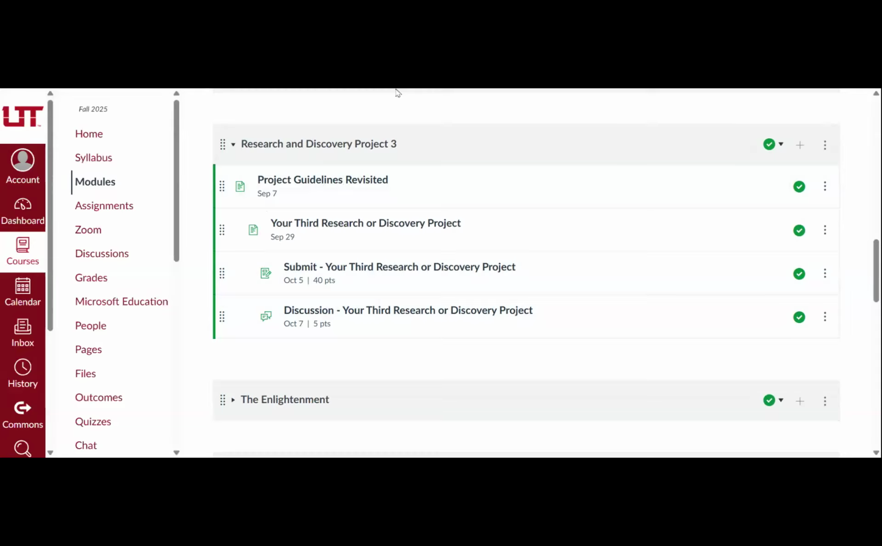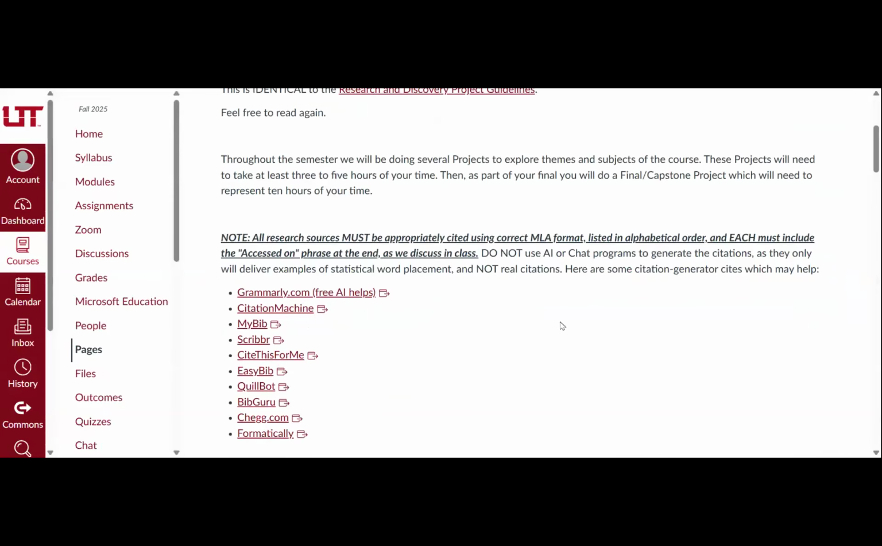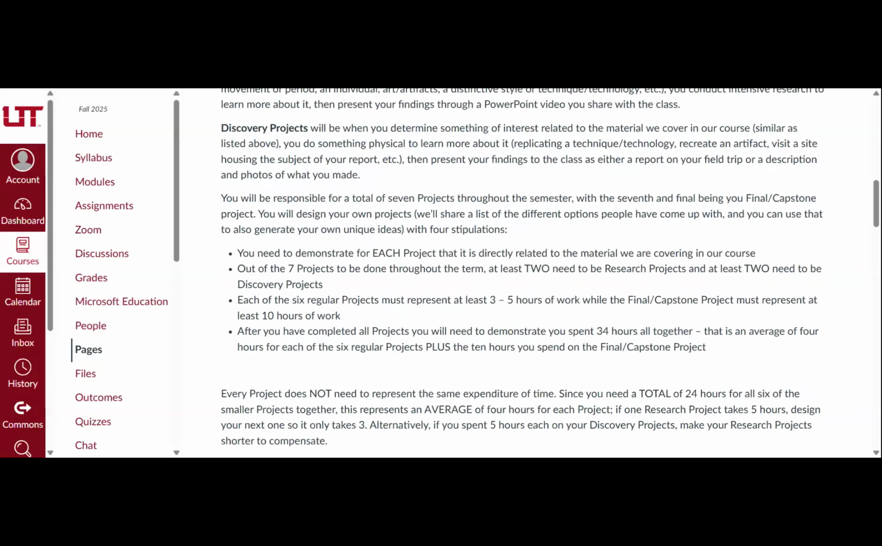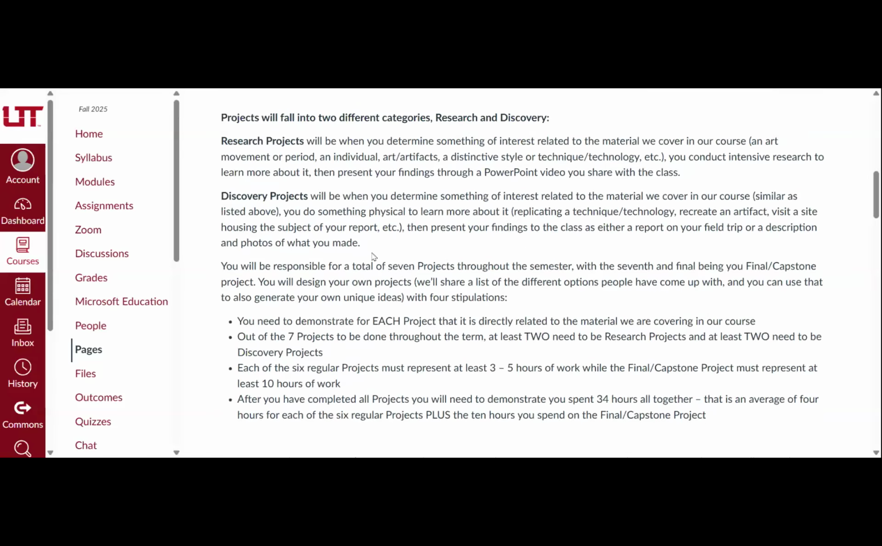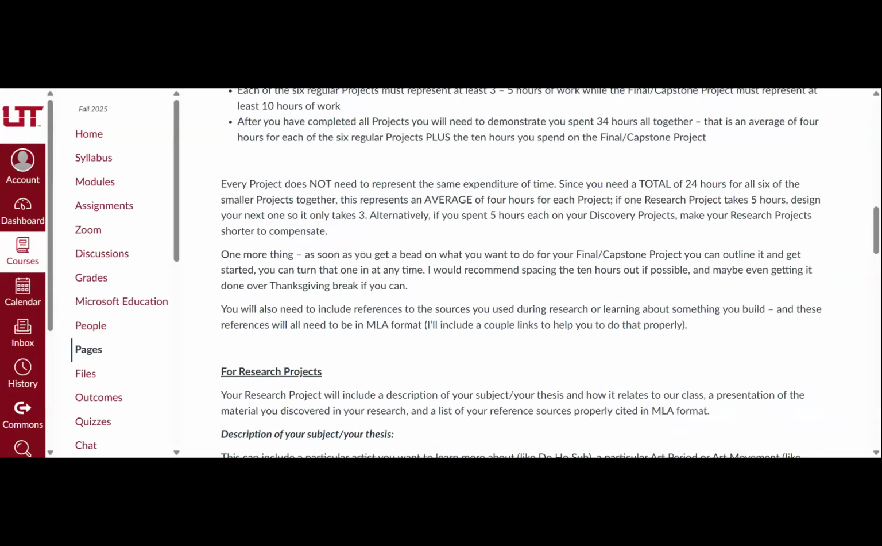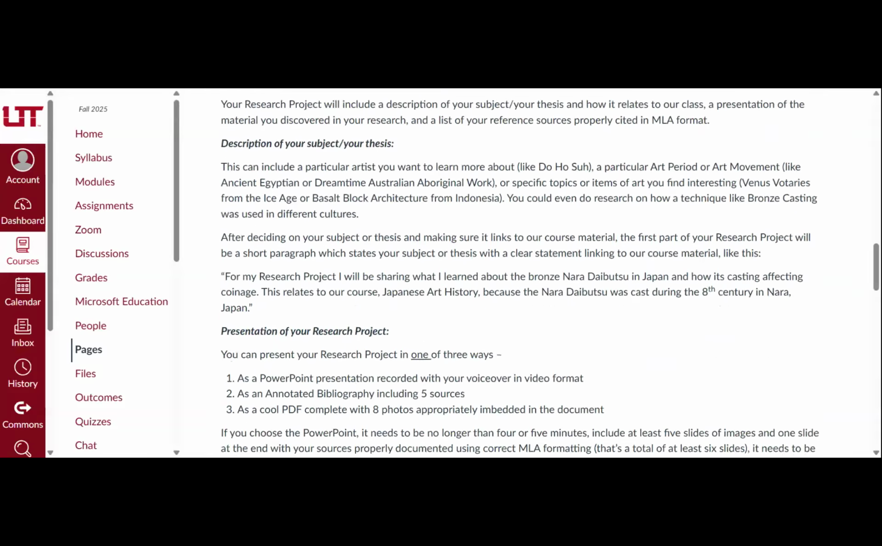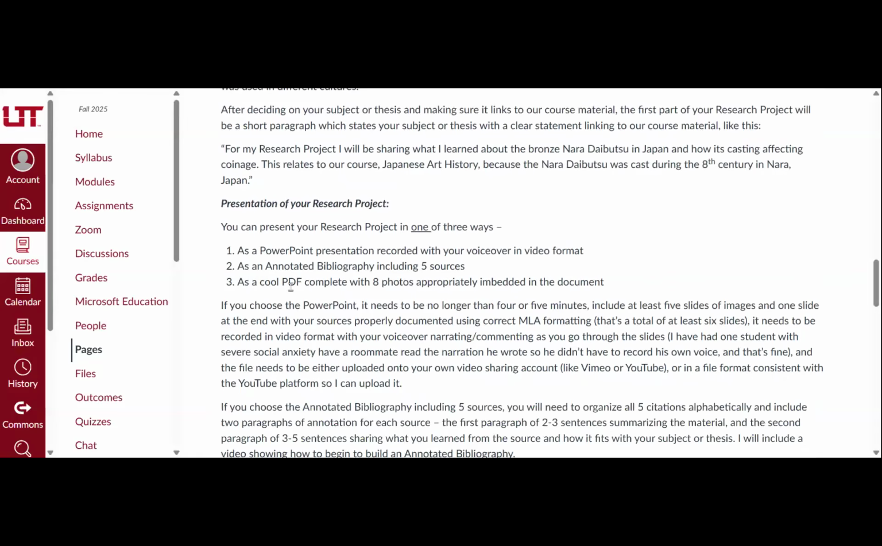Some of the issues that people are having with the projects are, one, they don't follow the guidelines for the different kinds of projects. You have research and discovery projects, and I talk about what those look like. There's 3 different ways of doing a research project: as a PowerPoint presentation recorded with your voiceover and video format.